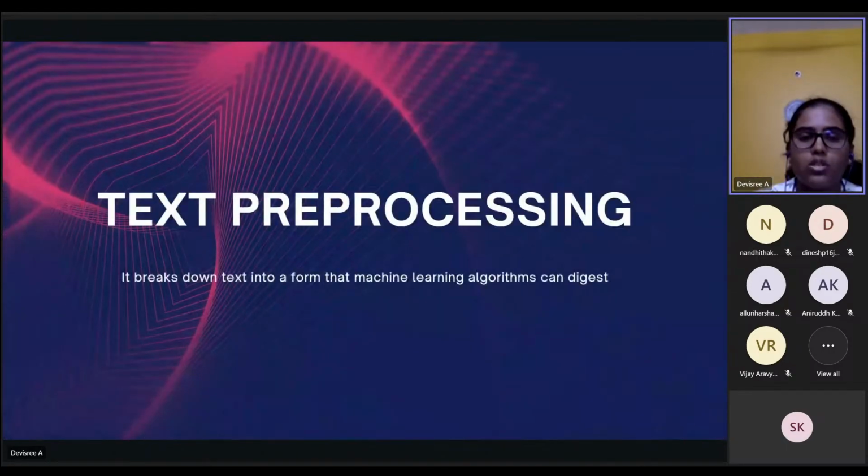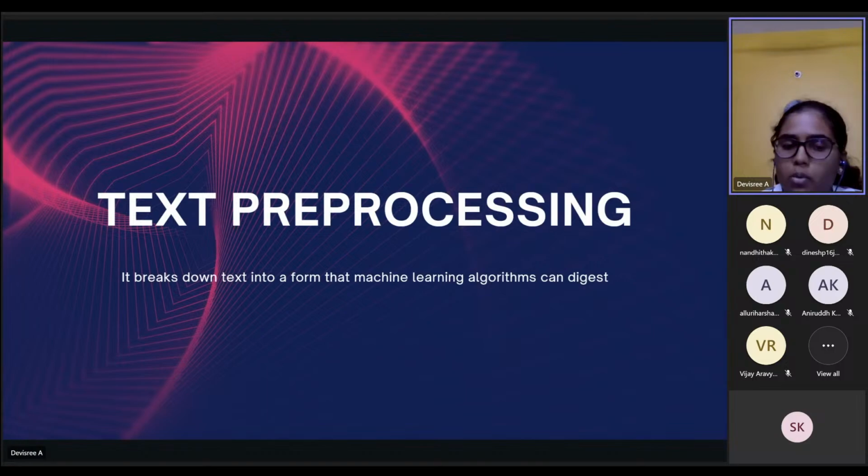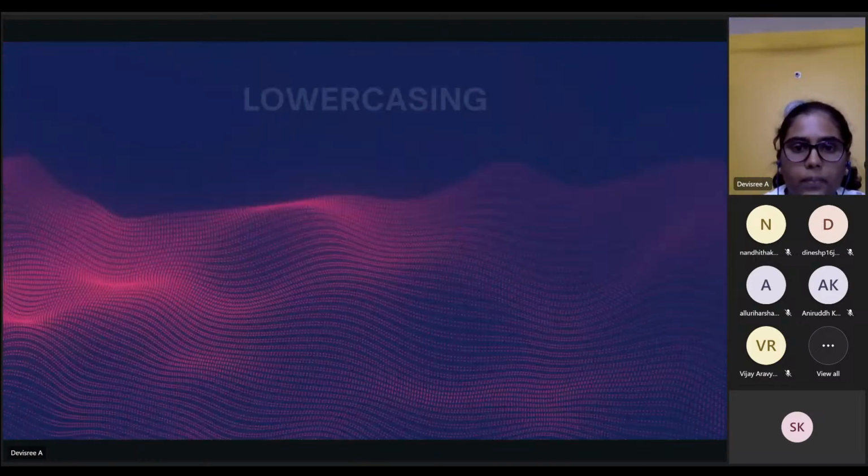Okay, so first we'll get into the most initial and crucial part of NLP, that is text pre-processing. Text pre-processing is a very crucial initial step of NLP. It is basically cleaning and transforming the unstructured data to prepare it for analysis, to be given as input to the machine learning algorithm. You'll understand this better when we see what the steps involved in text pre-processing are.